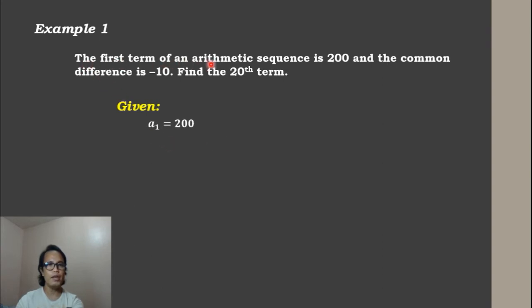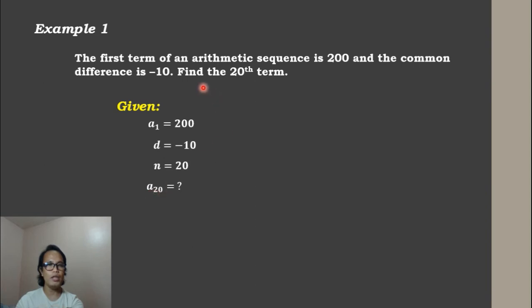The first term of an arithmetic sequence is 200. That's why we have a sub 1, because as I've said, a sub 1 denotes the first term. A sub 2 is the second term and so on. So our first term is 200. And we are also given the common difference, which is negative 10. So we have our d is negative 10. And we are to find the 20th term, which is a sub 20.